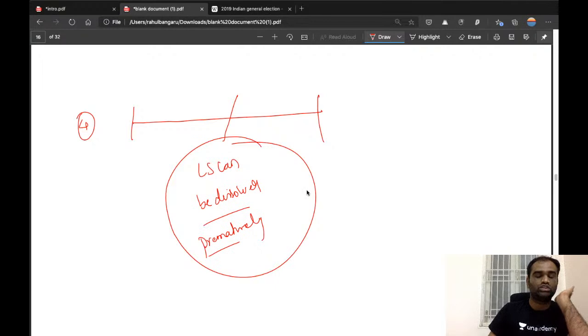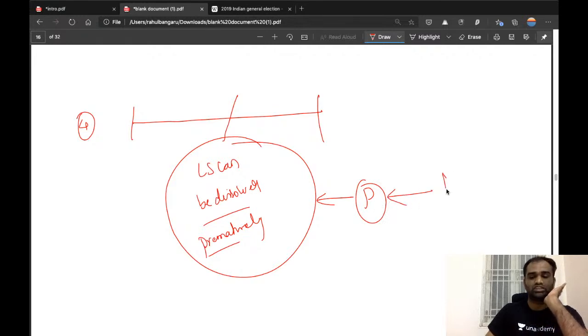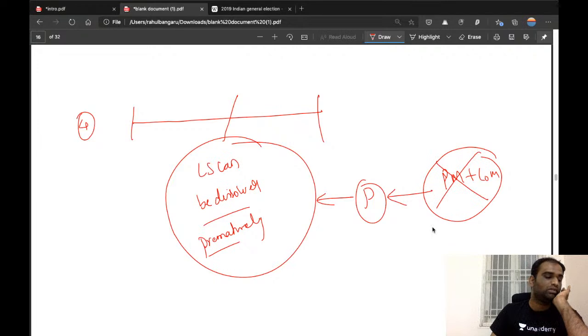Now, who can dissolve Lok Sabha prematurely? The President is the one who can dissolve Lok Sabha prematurely, on the aid and advice of the Prime Minister plus Council of Ministers. As soon as Lok Sabha is dissolved, the Prime Minister plus Council of Ministers will also be disbanded.